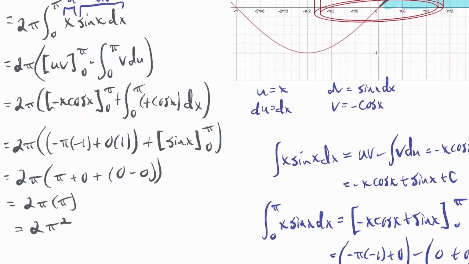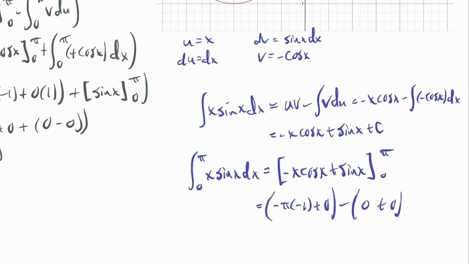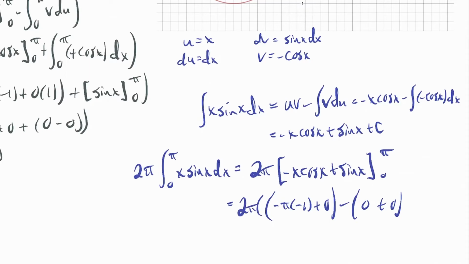Oh, I forgot the 2 pi. Well, that's okay. That's fine. There we go. And we get 2 pi squared, of course. So, which one is better? I don't know.